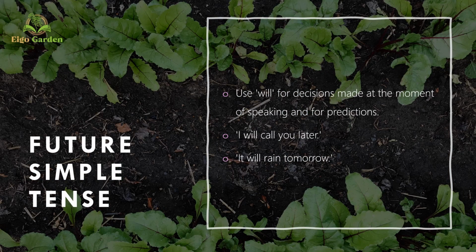For future plans or predictions, use the future simple tense with "will." "I will call you later" shows a decision at the moment of speaking, and "it will rain tomorrow" is a prediction.